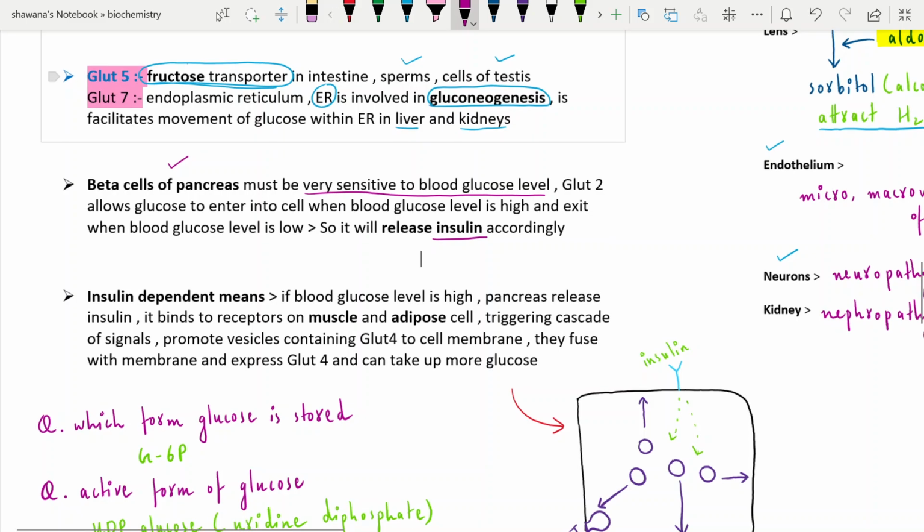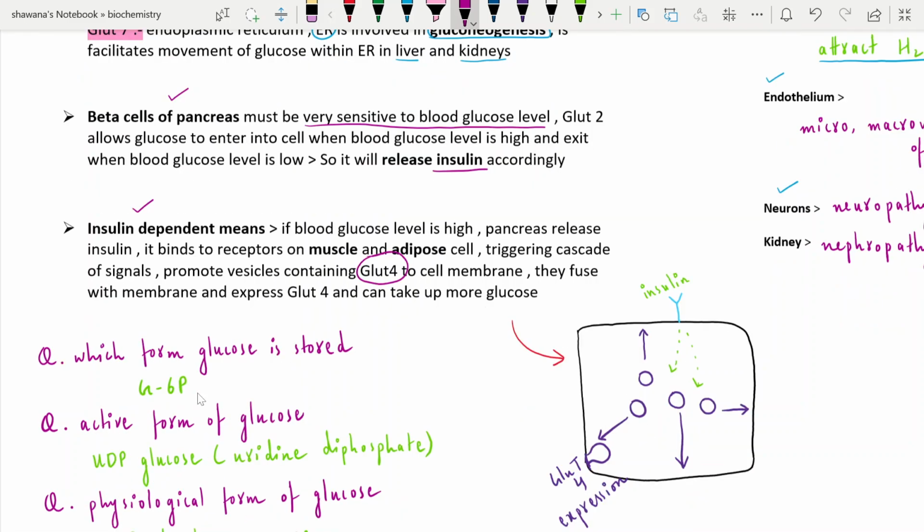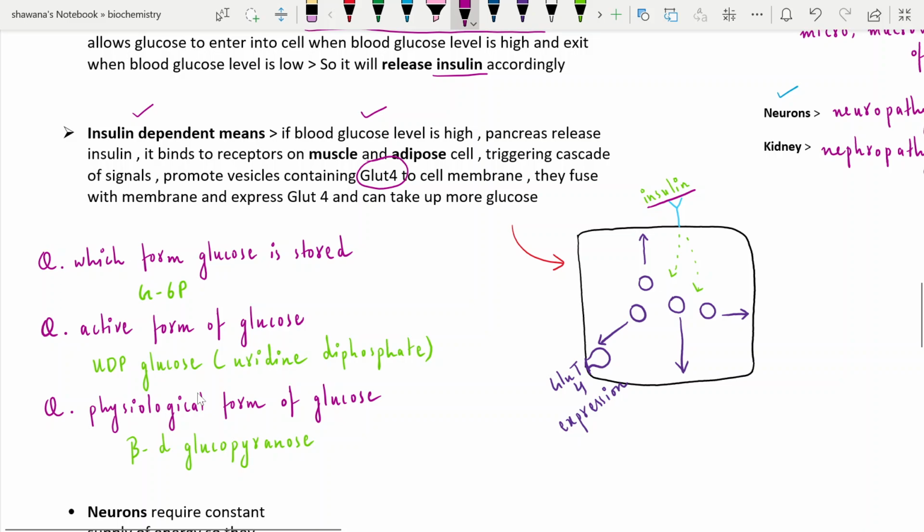What kind of transporters are insulin dependent? These are GLUT4. Let's make it easy: why insulin dependent? If the blood glucose level rises, the pancreas releases insulin, and insulin comes towards the adipose tissues, the skeletal muscles, and the cardiac muscles. It triggers the formation of vesicles that contain GLUT4. Insulin triggers their way towards the cell membrane, and they fuse with the cell membrane and express GLUT4. This is called GLUT4 expression on the surface of the cells.